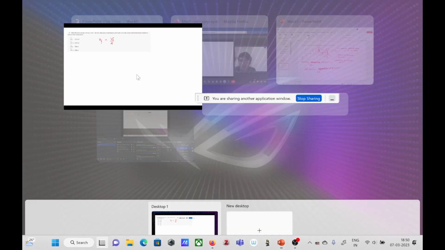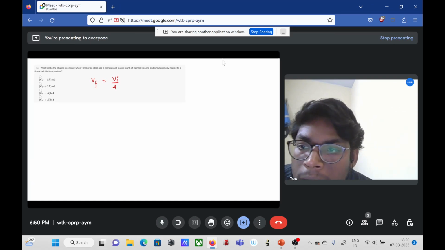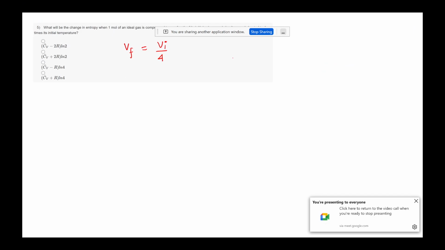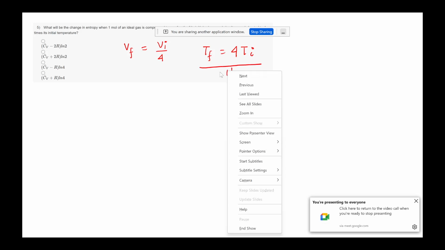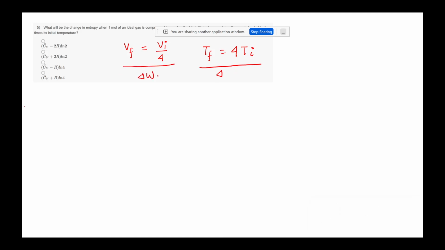And then also it is heated to 4 times its initial temperature, so TF is equal to 4 Ti. Now since temperature changes, there will be some delta U, and since volume changes, there will be some delta W.